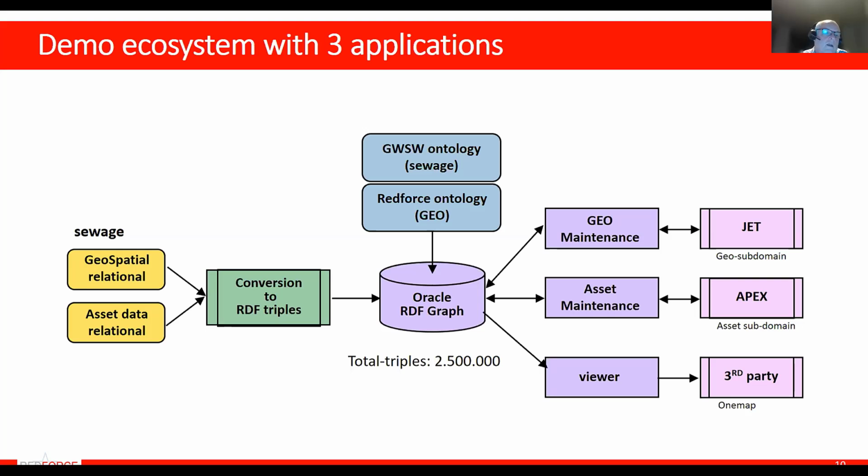Then we loaded some relational data, geospatial data and asset data, and converted it into this graph with respect to the ontologies we've loaded. And then on the right side, you see those three applications. On the geo subdomain, we have a JET application, a JavaScript application, which can do maintenance on the geo subdomain. And we have an APEX application, which can do maintenance on the asset subdomain. And then we have the third-party viewer, which shows both of these subdomains together.